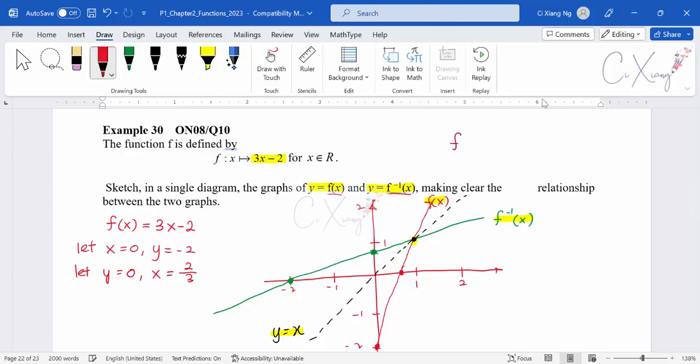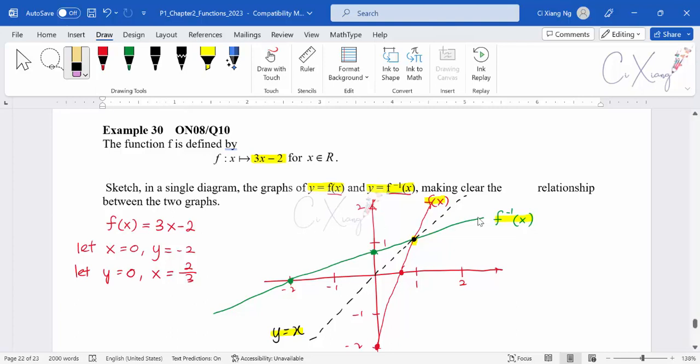It is because when we are trying to find out the composite function for f and f inverse, right? It is always equal to x. That means the intersection point is at the line y equals x. So you can see that this is the intersection point for these three functions here, fx, f inverse x, and also the line y equals x. Okay, right. So this is how we sketch a simple diagram for the function, which is a linear function.